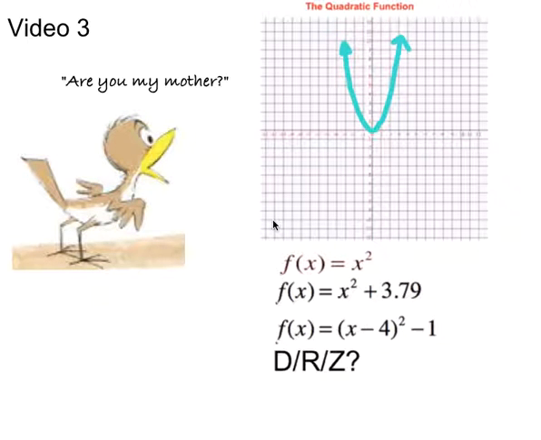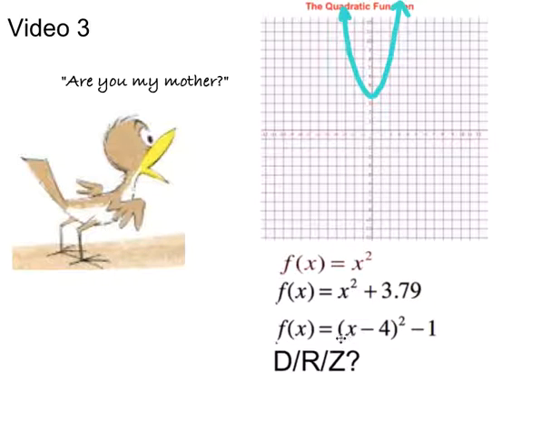In Video 3, you're going to get two functions. The first is the parent quadratic function, which is just f of x equals x squared. The second one is x squared plus 3.79. So exactly what is this 3.79 doing to the parent function? As you may have guessed, that 3.79 is a vertical shift up. So the graph is going to move up 3.79 units, as best we can, and that is literally the picture of this graph right here.